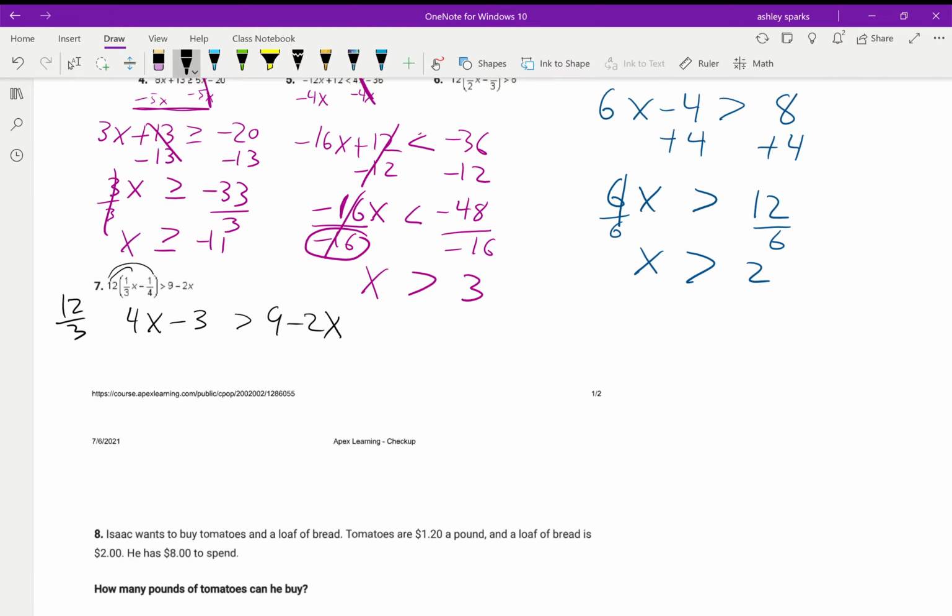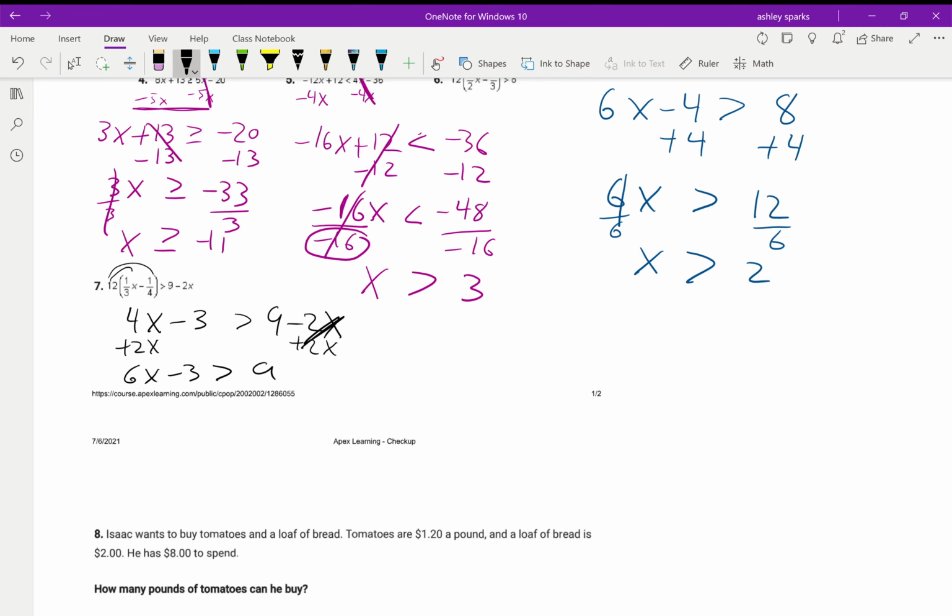If you were to enter that into the calculator the way it is, what you'd want to do is just do something like 12 times 1 divided by 3, and the calculator will do that for you as well if you're entering in that way. So we did that distribution. I have x's on both sides. So let's start by bringing our 2x to our 4x. It was a negative 2x, so I'm adding the 2x to both sides. No multiplication or division yet, so I don't need to worry about flipping that sign. So I get 6x minus 3 greater than 9.